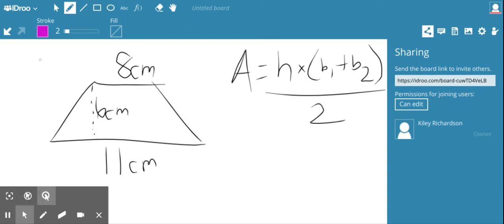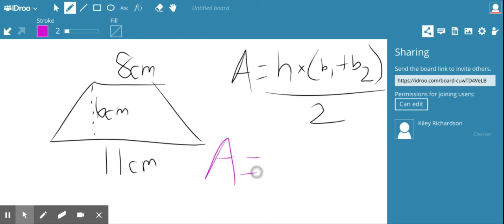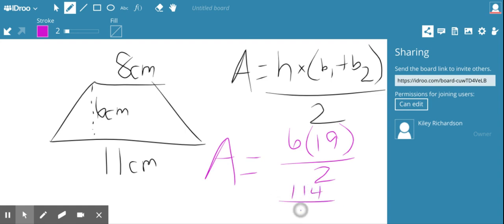We get a final answer of, so when we do base 1 plus base 2, that is 19 times 6. Then we have divide by 2. 6 times 19 gives us 114. When we divide that by 2, our final answer is going to be in green. Our area equals 57 centimeters squared.